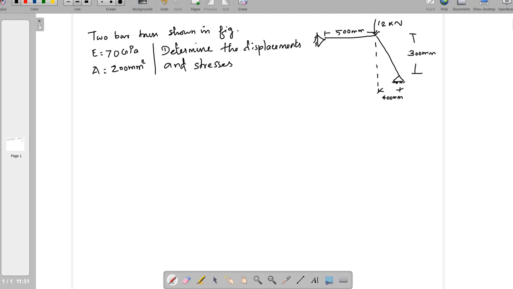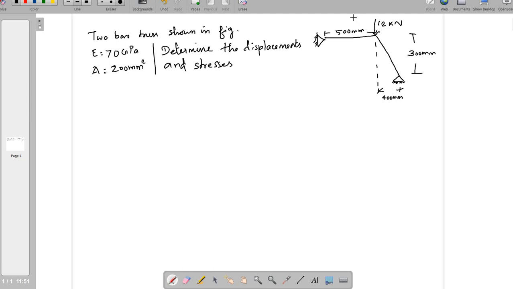So this is the example problem for truss member. The truss consisting of two members. The length and the coordinates are given. One point load is applied at the midpoint. Now I am going to represent the nodal points.